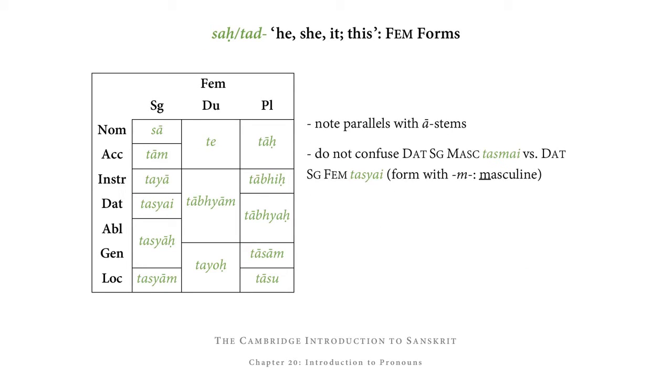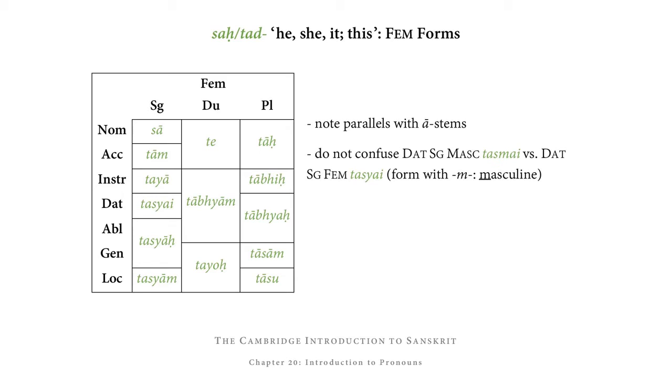Next up are the feminine forms of sach and tad. And here again we're going to begin by looking at the dual and plural because again those endings should be mostly familiar here because of their overlap with the endings of long a stems. So in the dual we have te, ta, bhyam, and tayoch, which is basically parallel to sene, sena, bhyam, and senayoch. Then in the plural we have tach for the nominative and accusative, tabich for the instrumental, tabiach for the dative and ablative.